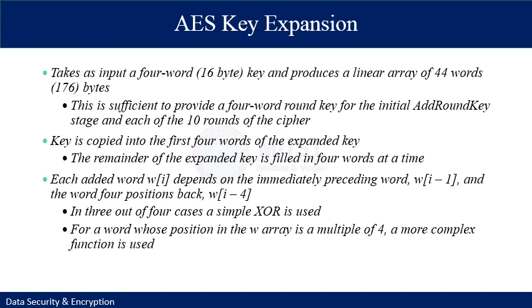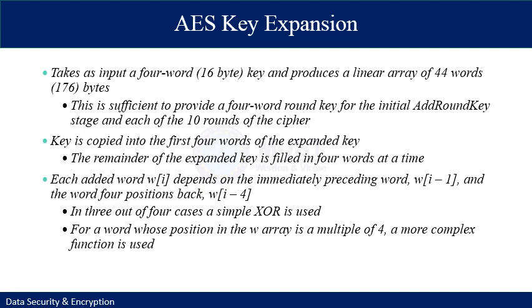So the key is copied into the first 4 words of the expanded key. The remainder of the expanded key is filled in 4 words at a time. Each added word w[i] depends upon the immediately preceding word w[i-1] and the word 4 positions back, i.e. w[i-4]. So in 3 out of 4 cases, it is a simple XOR operation.